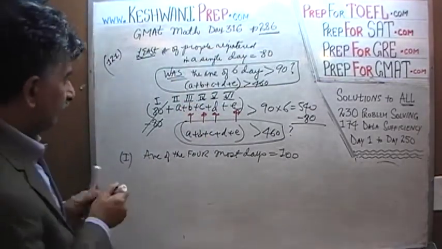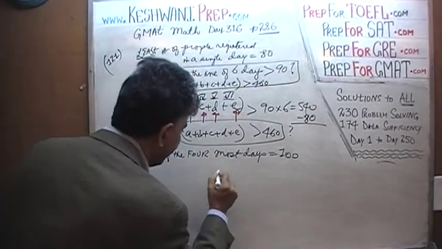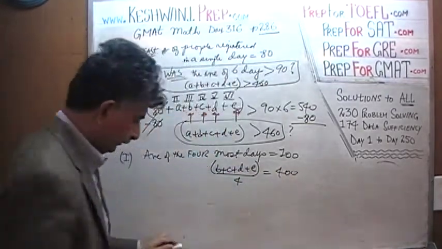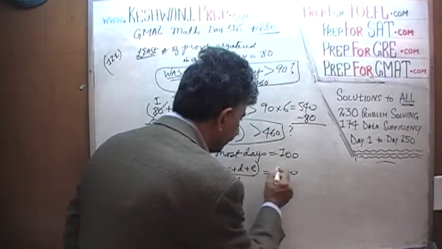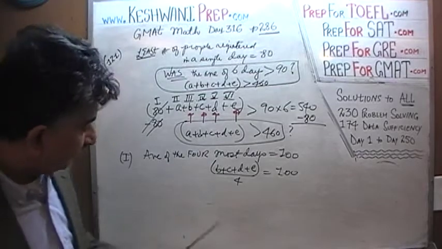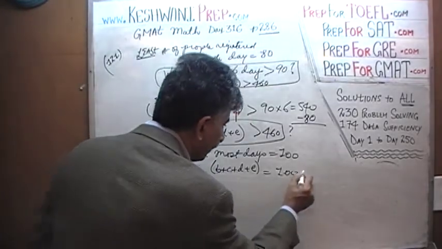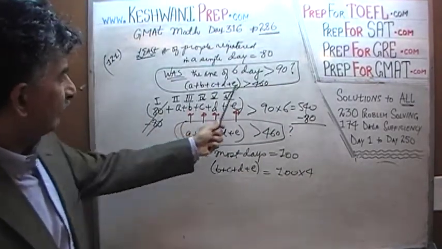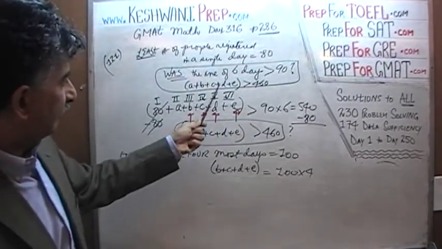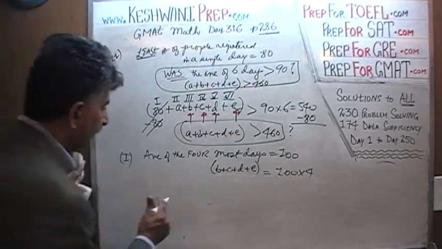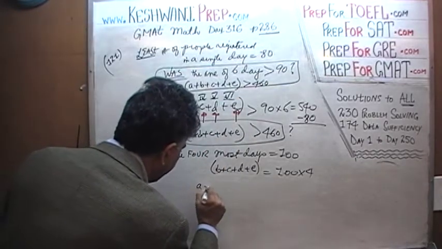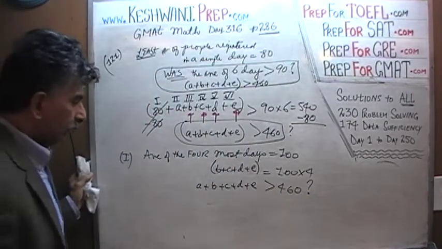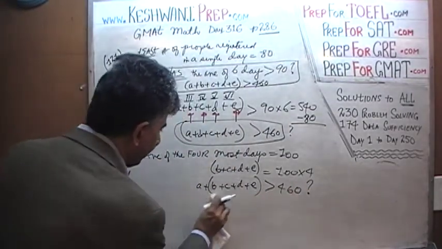The average of these 4 days, B plus C plus D plus E, we are told is 100, which is same as saying that B plus C plus D plus E divided by 4 is 100. Which of course is same as saying that the sum of these 4 days is 400. Are you with me? Let's see if we can answer that question. All we have to be able to answer is, is the sum of these 5 days more than 460? We know that B plus C plus D plus E, we just found out, is 400. So now the question is, A plus B plus C plus D plus E, is it more than 460? We already know that B plus C plus D plus E is 400, so we can replace it here.